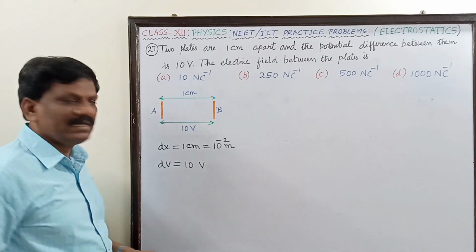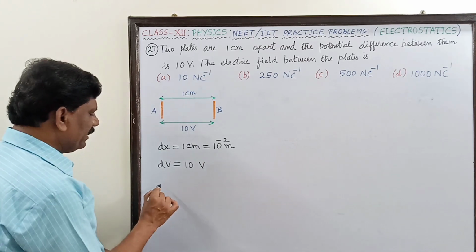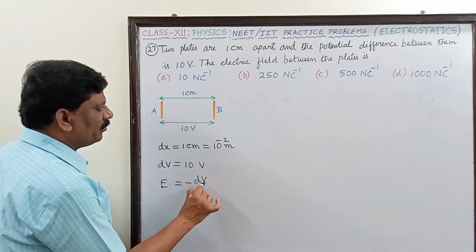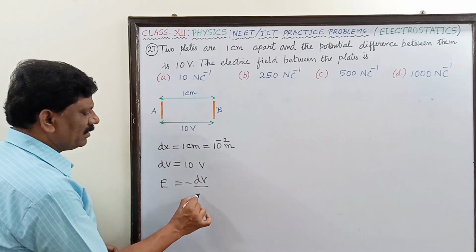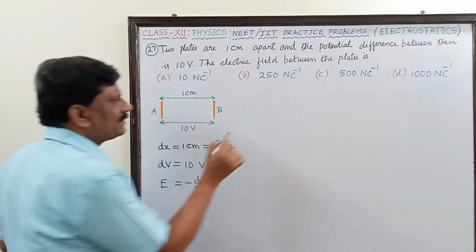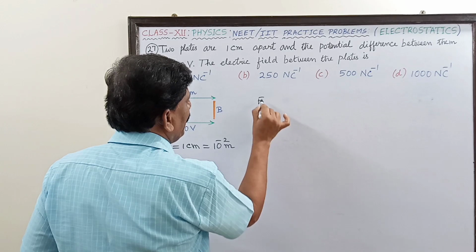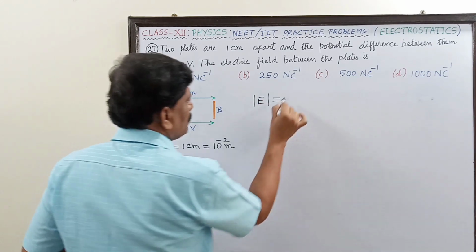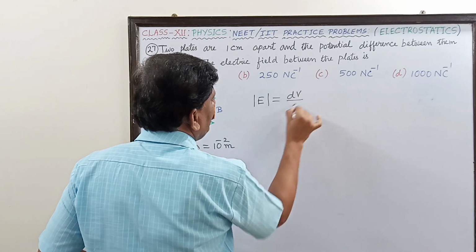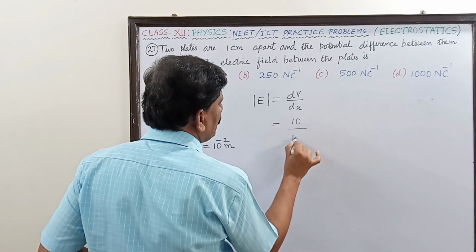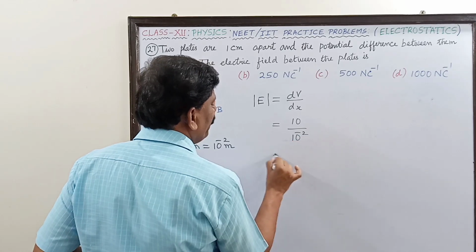Now we have already studied that the electric field E is the negative potential gradient between any two plates or points. So the electric field E is equal to minus dV by dx. So we need the magnitude, the modulus of the electric field. So this is equal to what? dV by dx. So this is equal to 10 volt divided by 10 power minus 2 meter.